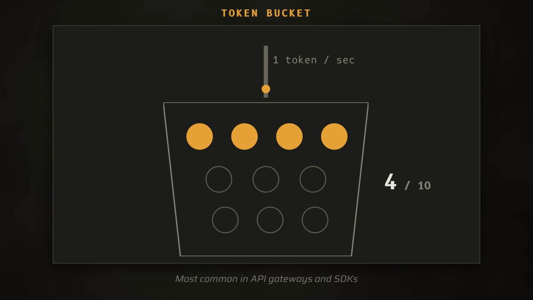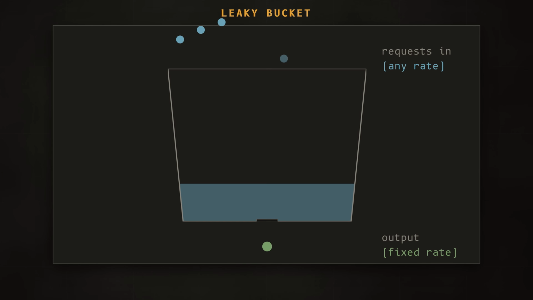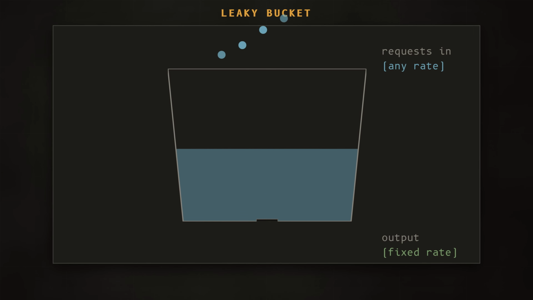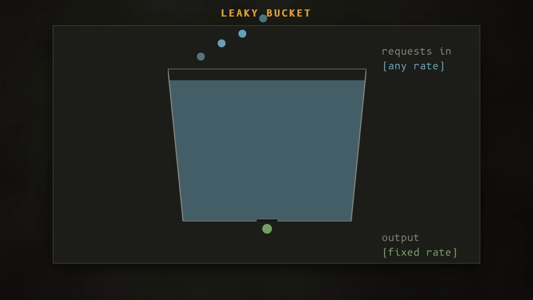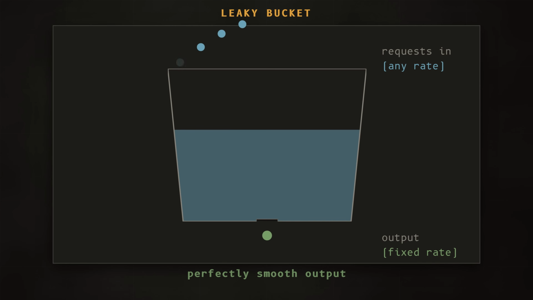This is the most common pattern in modern API gateways and SDKs. It lets you burst for short stretches, but caps your average over time. Fourth is leaky bucket. Requests go into a queue at any rate, the server drains them out at a fixed rate. If the queue overflows, new requests get dropped. No bursting, but output is perfectly smooth.